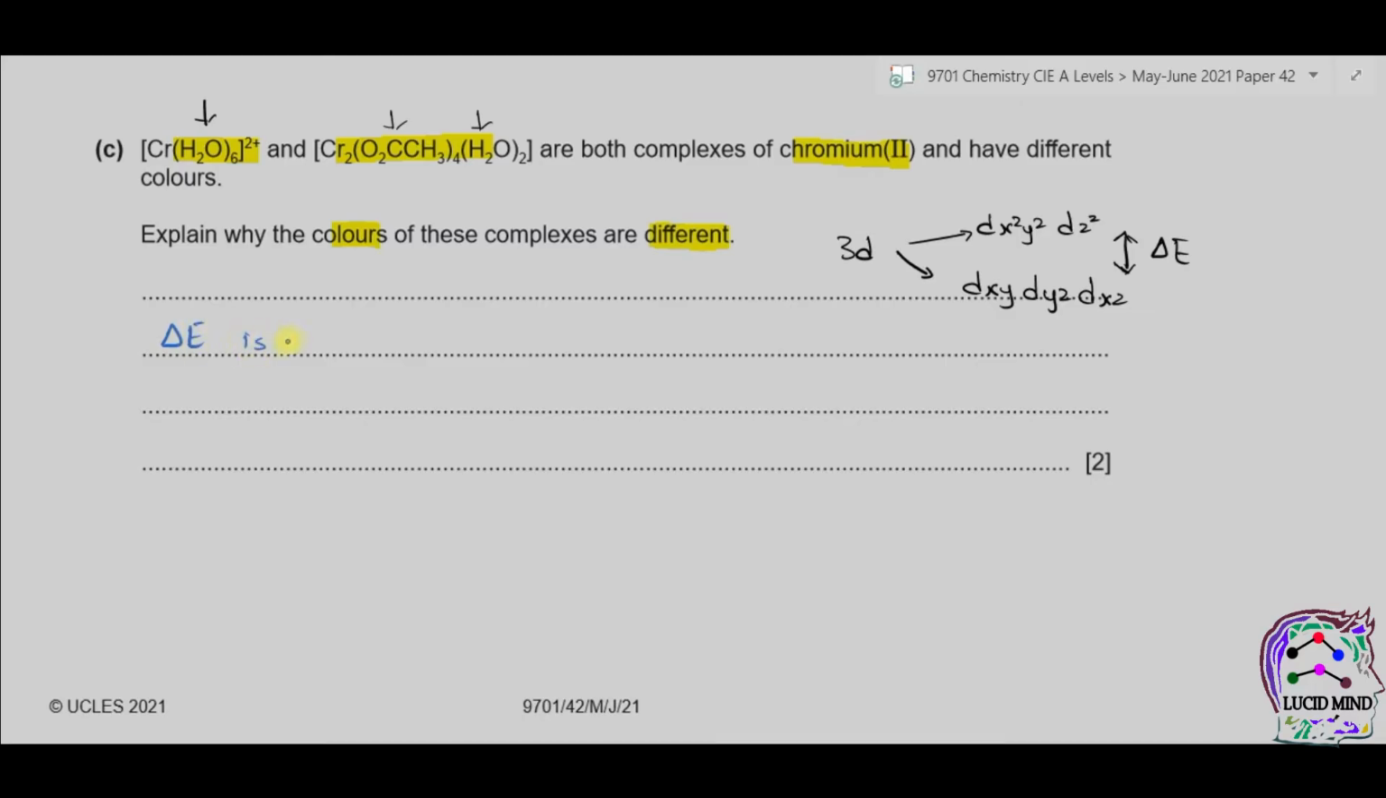Energy difference is different as the energy gap between d orbitals is different. And now what will happen is that due to different energy difference, different frequency or different wavelength of light is absorbed.